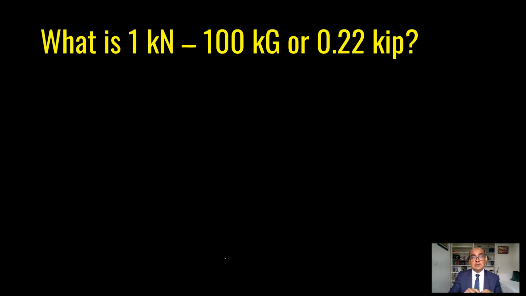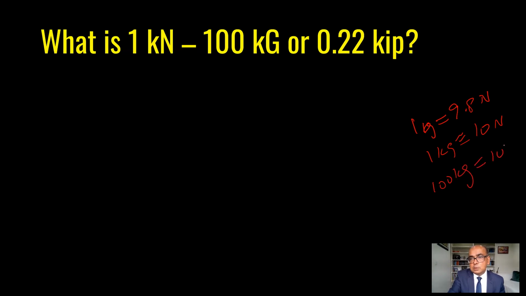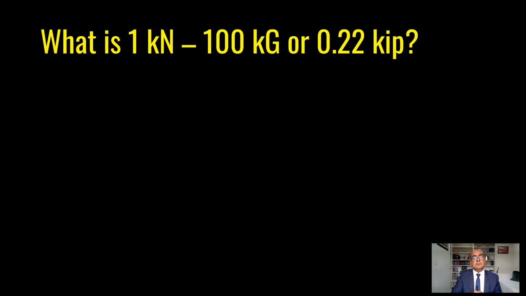1 kg is roughly equal to 9.8 newtons. I can say that 1 kg is equal to 10 newtons, and if I multiply both sides by 100, so 100 kg will be equal to 1000 newtons. I can say that 1000 newtons means 1 kilonewton. So 1 kilonewton is equal to 100 kg.